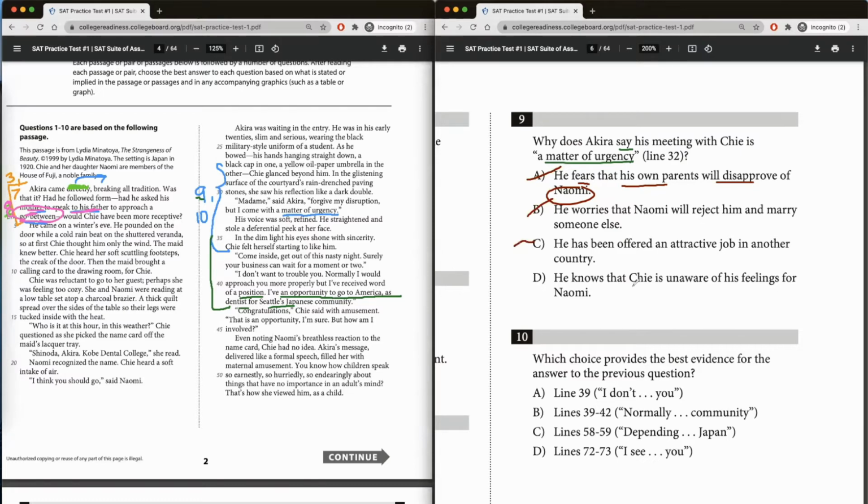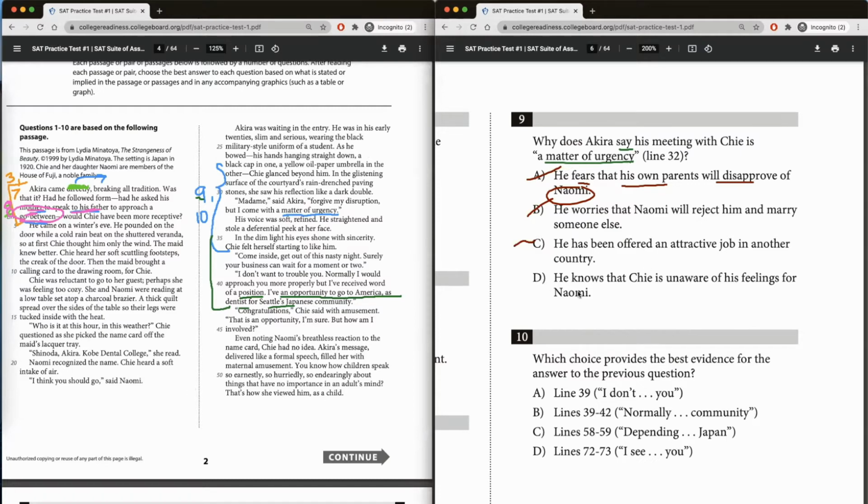He knows that she is unaware of his feelings for Naomi. Okay, that is true. He is aware. He knows that she is unaware, because she clearly seems completely oblivious to who this guy even is. She even basically calls him adorable when he comes in. Somewhere there, he's like, "No, that's where I see Naomi."